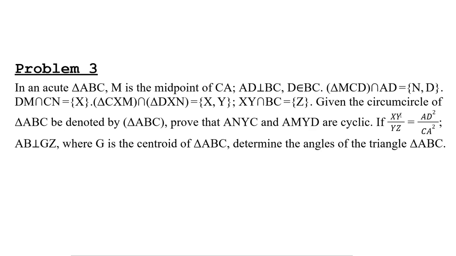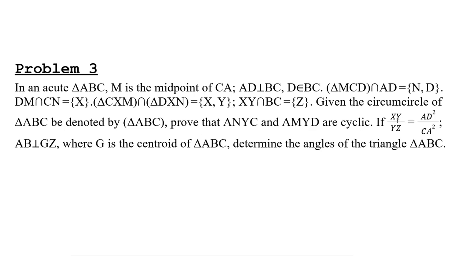And this is the hard part. We have XY by YZ is equal to AD squared by CA squared. If you simplify this, you will realize this is just sine squared C, where C is just angle ACB. And here we have AB is perpendicular to GZ.